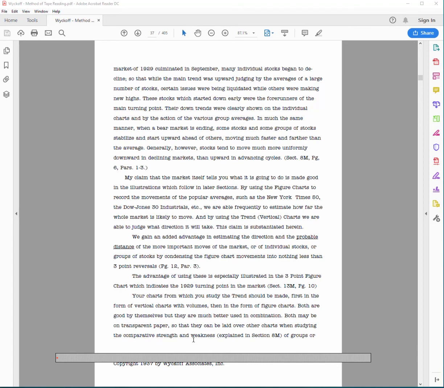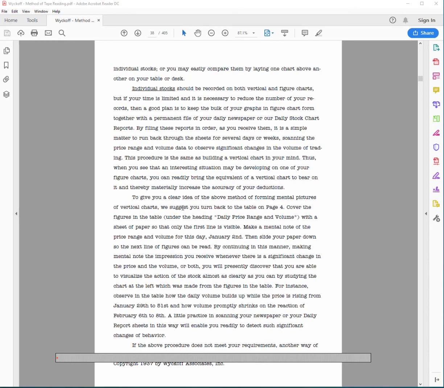He's hinting here on comparative analysis of weakness. We'll go into that. So let's see what else. That's an important term, folks. Changes of behavior.